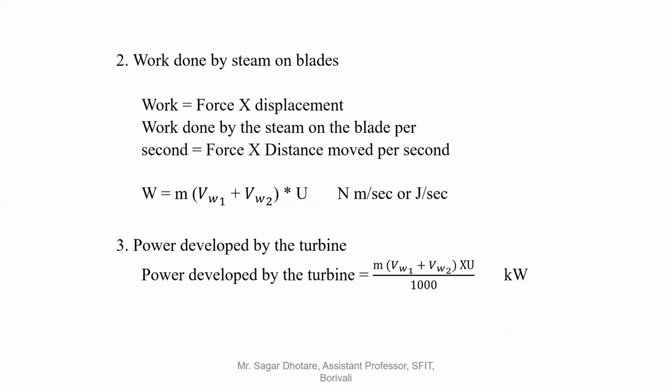Now the work done by the steam over the plates is force into displacement. So the work done in the steam turbine per second, with the force equal to m into Vw1 plus Vw2 and the displacement u, gives the equation W equals m into Vw1 plus Vw2 into the tangential velocity. The power developed in the turbine is equal to the work done divided by 1000, so you can get the power developed by the turbine in kilowatts.